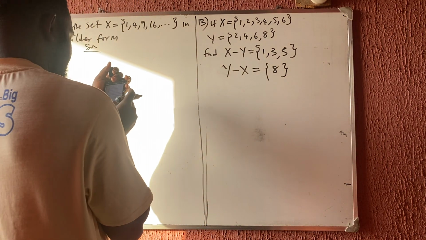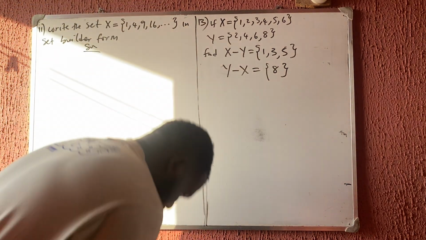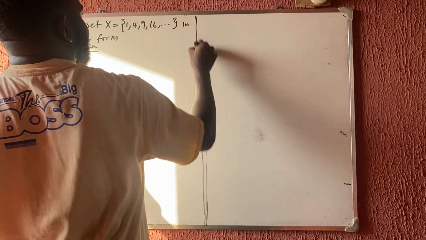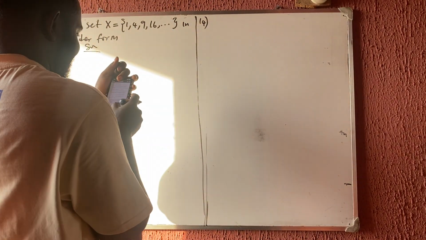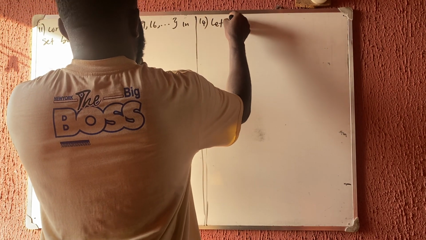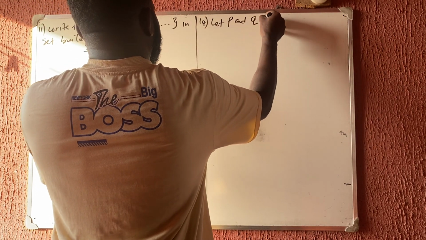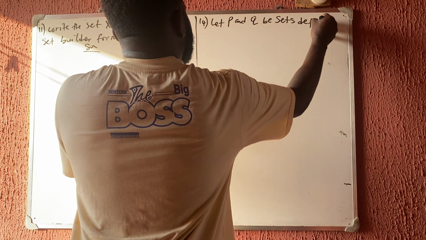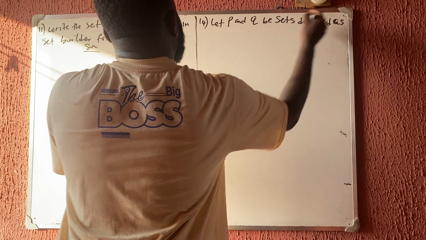So question number 14. Am I rushing? If I'm rushing, tell me in the comment section. Okay, they say let P and Q be sets defined as follows.